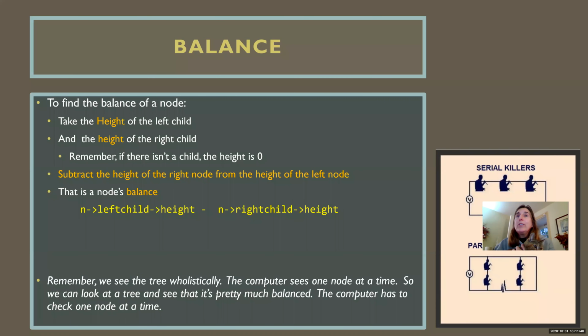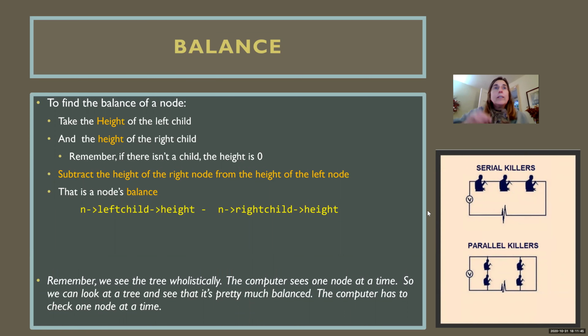So to find the balance of a node, we take the height of the left child, we take the height of the right child, and we subtract the height of the right child from the height of the left child, okay? In an AVL tree, the order matters. You must subtract the right child from the left child. We want to always subtract the right child from the left child. The order matters.